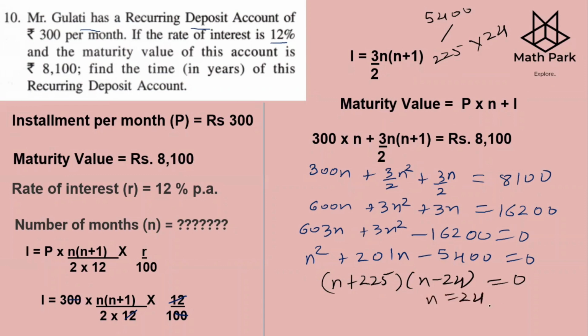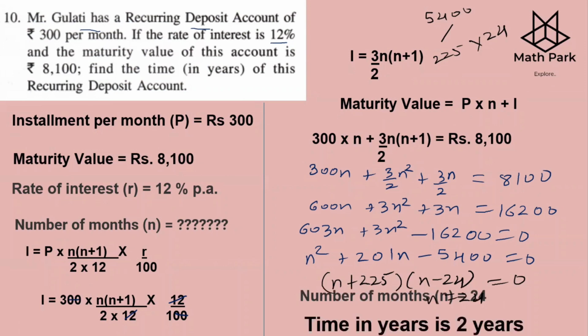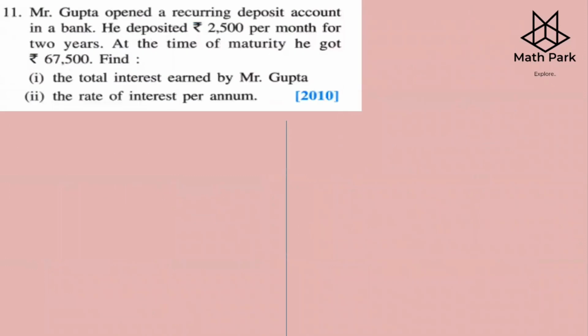So number of months is 24 and we are asked to find in years. So this is how we get the number of months as 24, and the time period is 24 divided by 12, so we get time in years as 2 years. Got that? Okay, last question of today's video and exercise 2A.